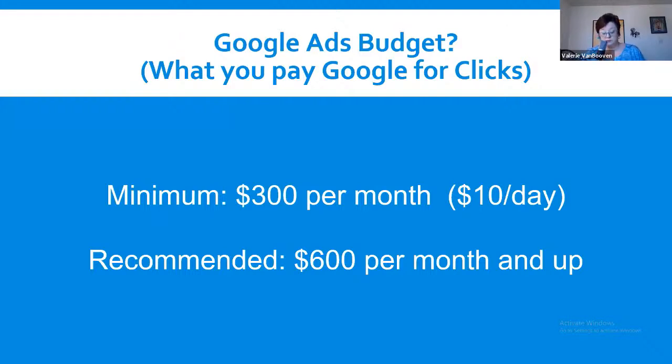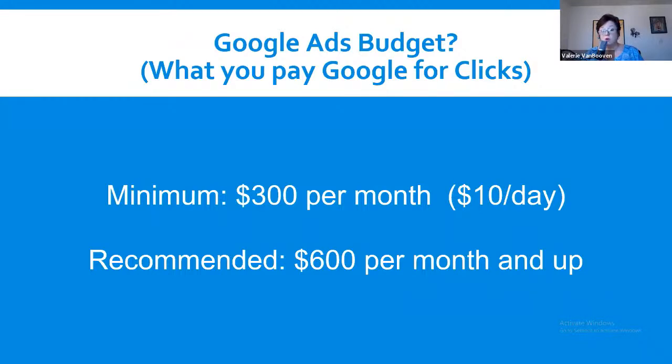Remember this, a click on Google, when someone clicks on your ad, that click for home care, typically, depending on where you're located, is going to cost anywhere from $2 to $5 a click. If you're in Manhattan, New York, you're going to spend a lot more. If you're in West Winnemucca, Nevada, you're going to spend a lot less.